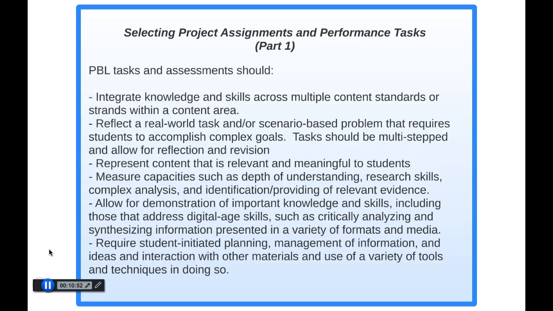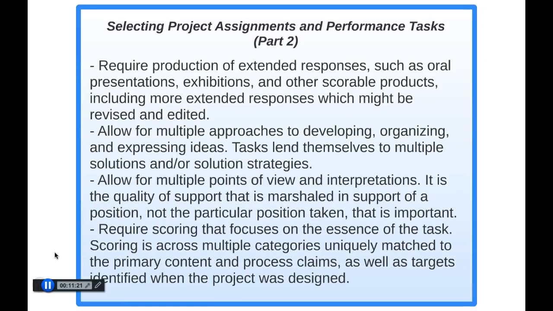providing of relevant evidence. Allow for demonstration of important knowledge and skills, including those that address digital age skills such as critically analyzing and synthesizing information presented in a variety of formats and media. Require student-initiated planning, management of information and ideas, and interactions with other materials, and use a variety of tools and techniques in doing so. Require production of extended responses such as oral presentations, exhibitions, and other scoreable products, including more extended responses which might be revised and edited.